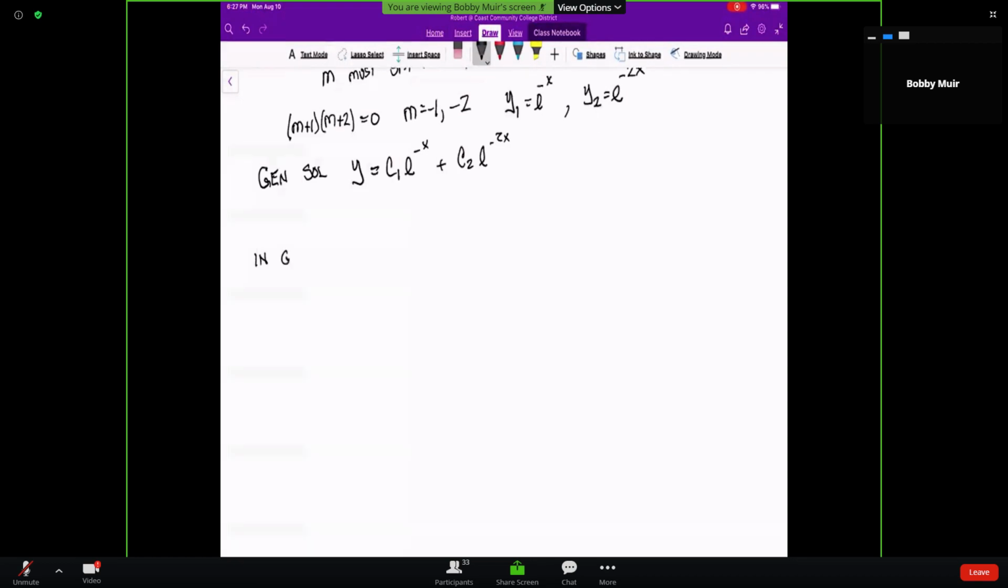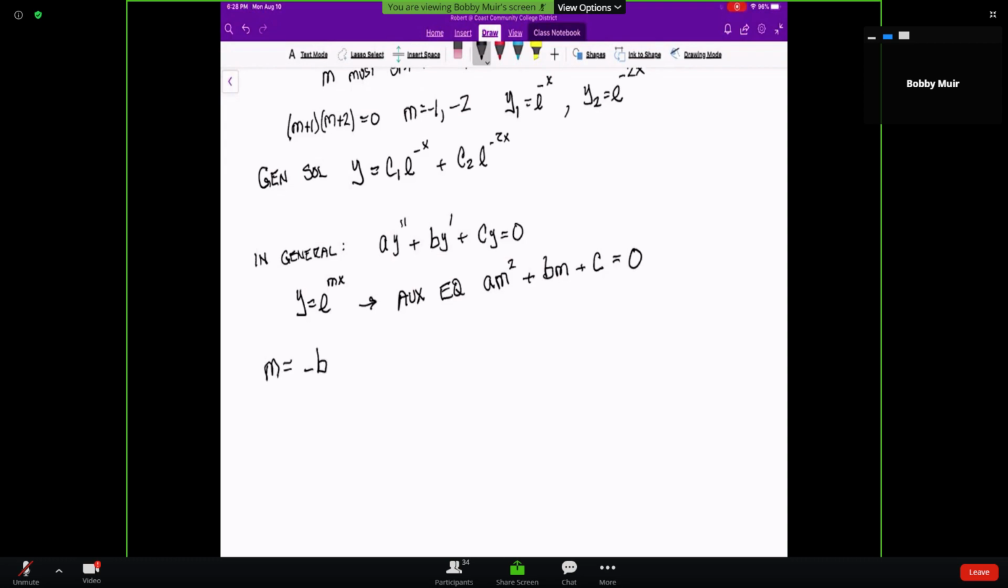Okay, now in general, this is very easy. In general, if I've got a y double prime plus b y prime plus c y equals 0, by doing this business again and shoving it into this differential equation, we get the auxiliary equation, which is just going to be this quadratic in m. Which we know everything about, don't we, boys and girls? We know that m must be negative b plus or minus the square root of b squared minus 4ac all over 2a.